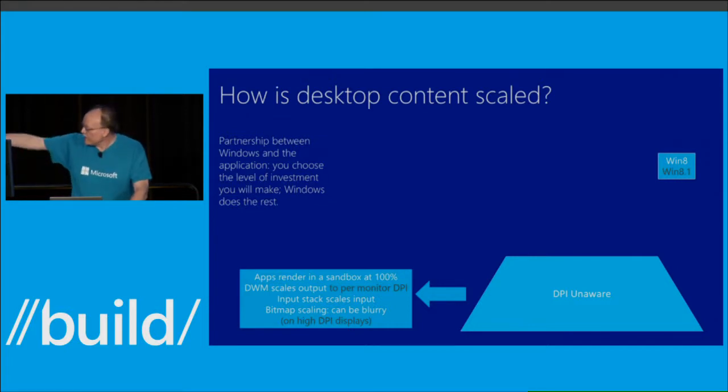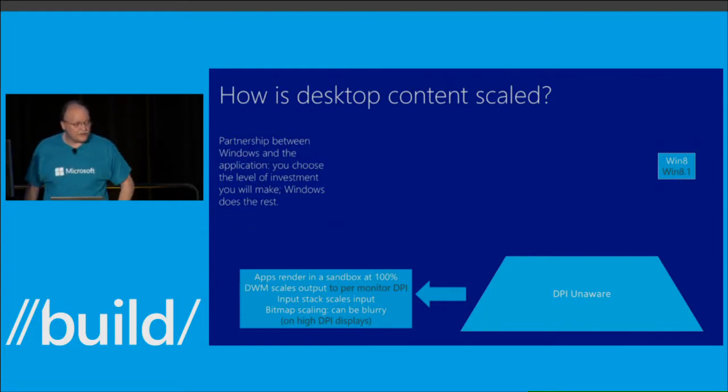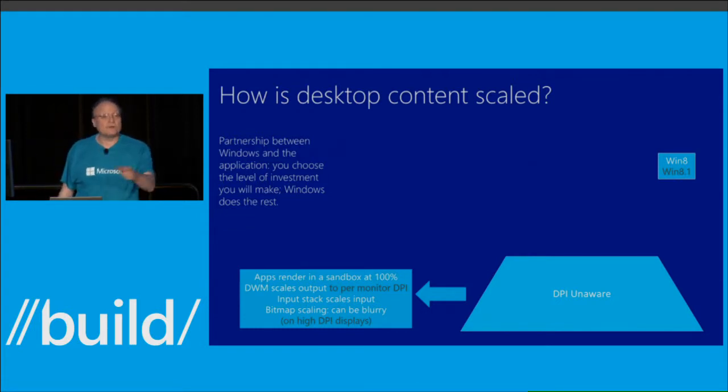So the content in white is what we have always done in Windows 8, Windows 7, even Windows Vista. The content in black over there is what's new in 8.1. In Windows 8, there was only one system DPI. In Windows 8.1, we have a per monitor DPI for each different monitor. So we'll scale the output appropriate to that monitor.